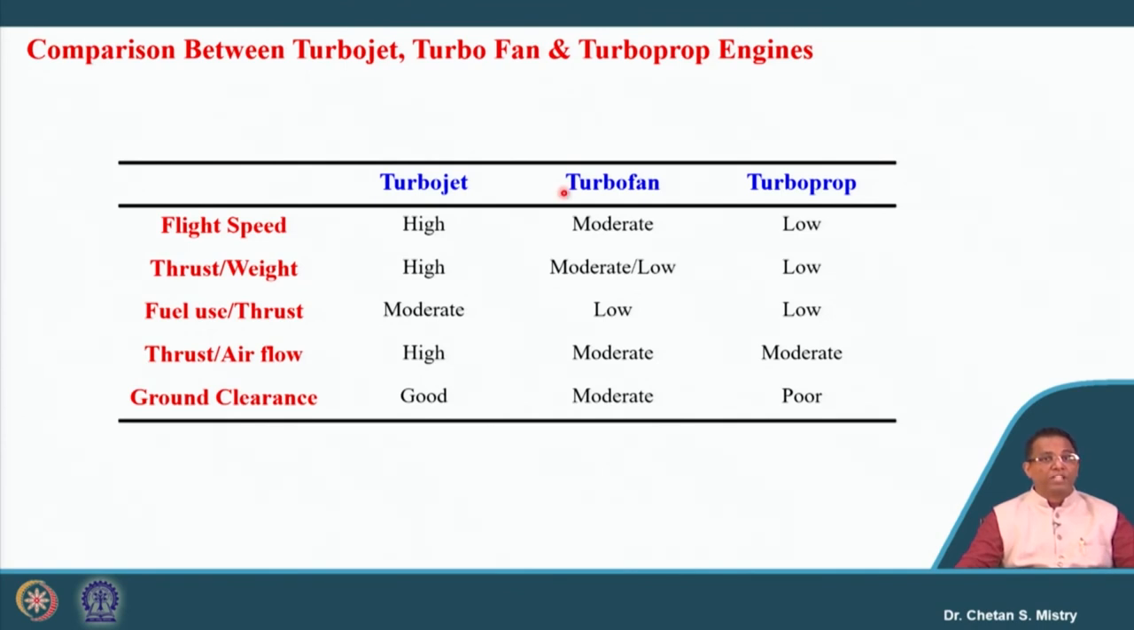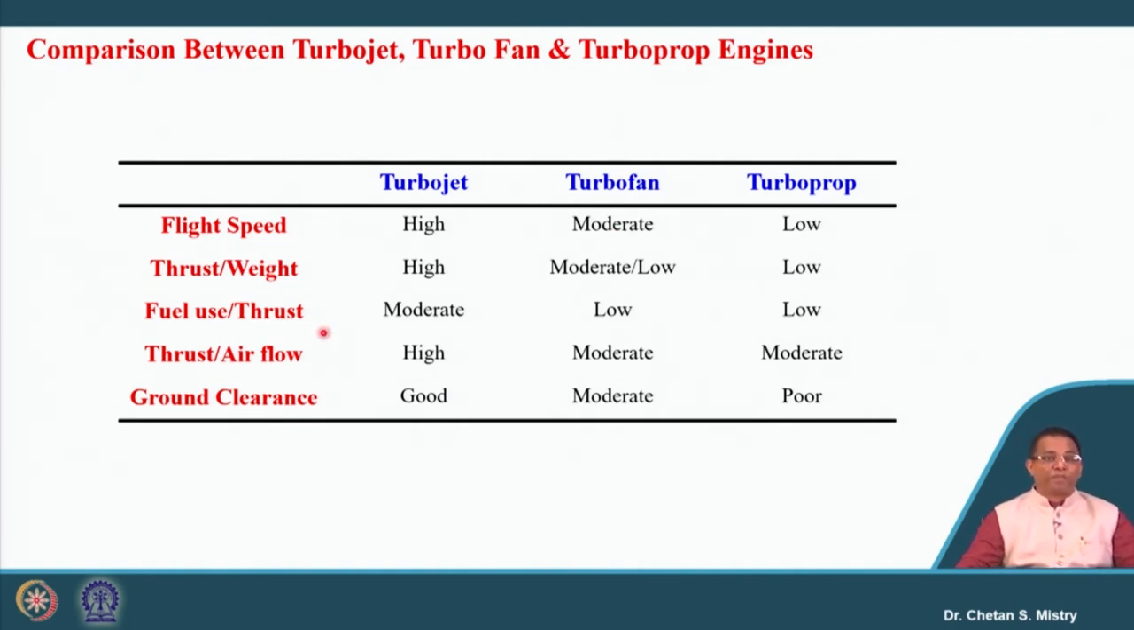Similarly, for the turbofan engine used in commercial aircraft, it is around 0.8 or 0.85, and for military aircraft it has reached 2.2. Turboprop engines fly at low Mach number, in the range of 0.4 to 0.6. It depends on what our application is.